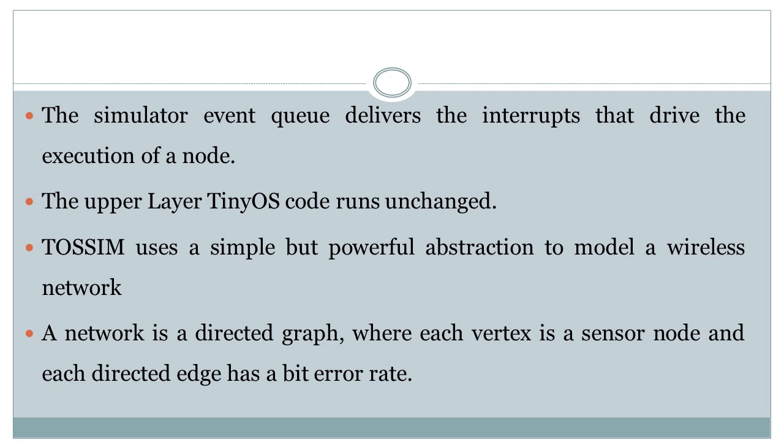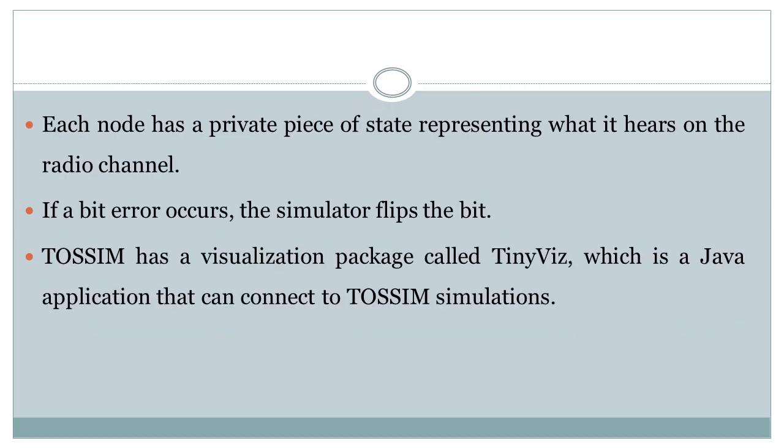TOSSIM uses a simple but powerful abstraction to model a wireless network. A network is a directed graph where each vertex is a sensor node and each directed edge has a bit error rate. Each node has a private piece of state representing what it hears on the radio channel. If a bit error occurs, the simulator flips the bit. TOSSIM has a visualization package called TinyViz, which is a Java application that can connect to TOSSIM simulations.